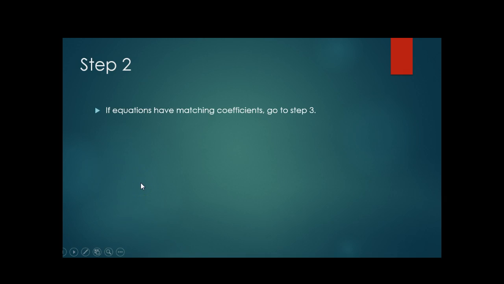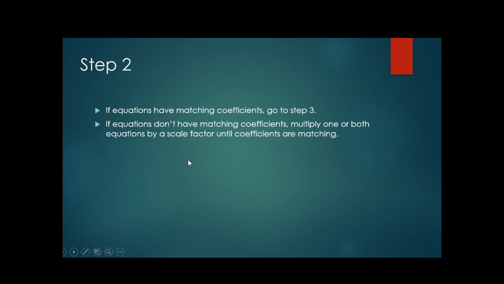If the equations have matching coefficients, and coefficients are the numbers in front, we would go to step 3. So step 2 is basically a pre-work problem. We need to get some things set up before we can eliminate. If they don't match, we have to multiply one or both equations by a scale factor. So here's what a scale factor looks like. Here are our two equations. A coefficient is a number in front of the variable. So 1x and 4x, those aren't the same. 1y and 2y, they're not the same. Either of these needs to match. If neither of them do, we've got to do this.